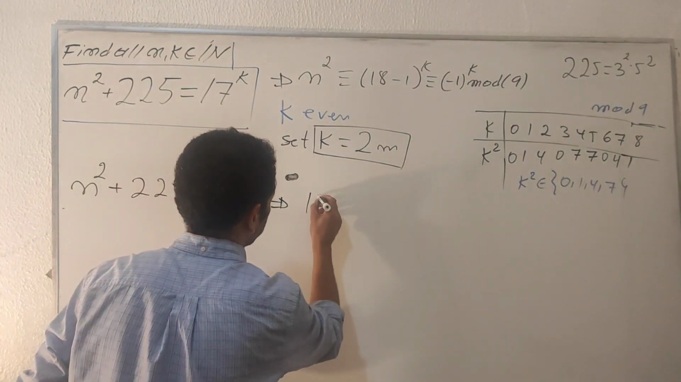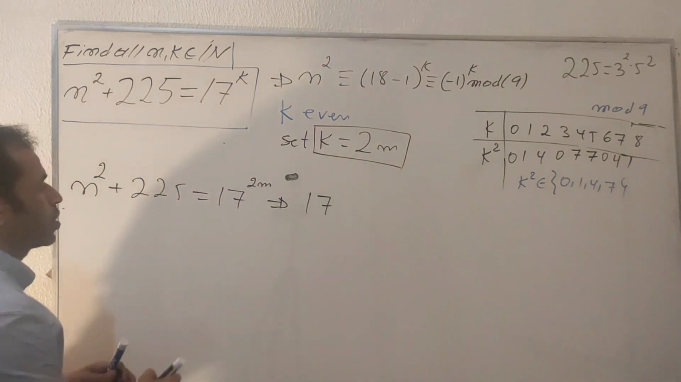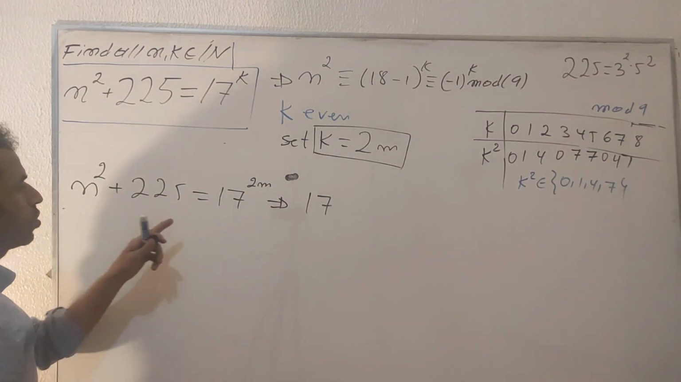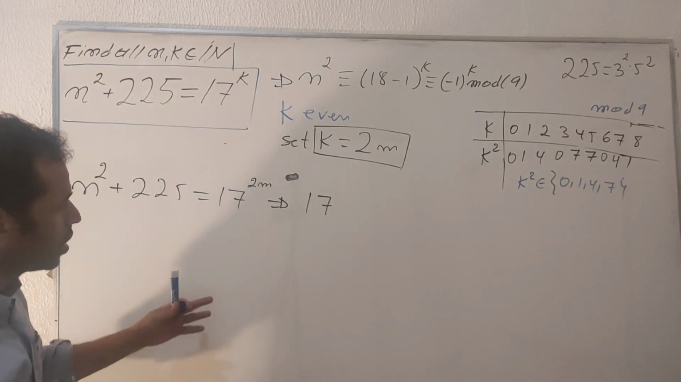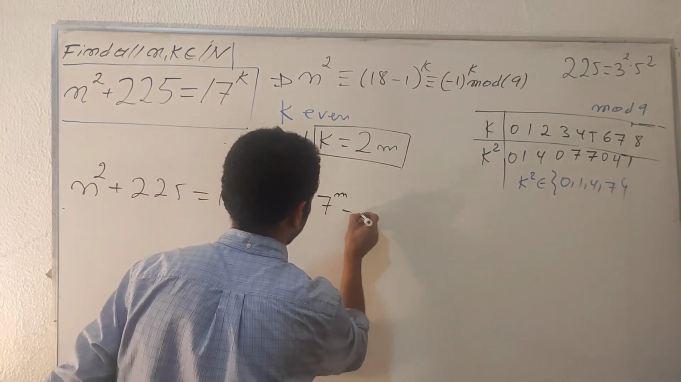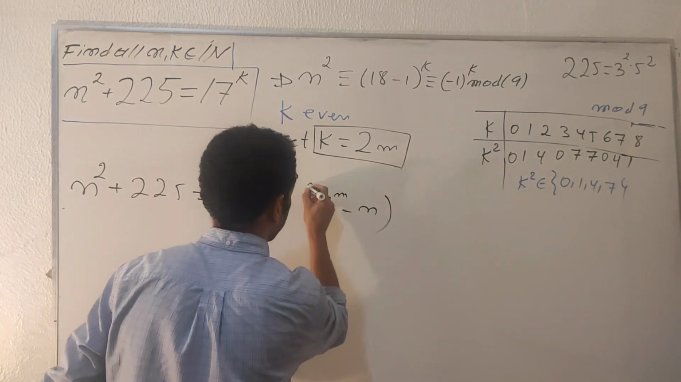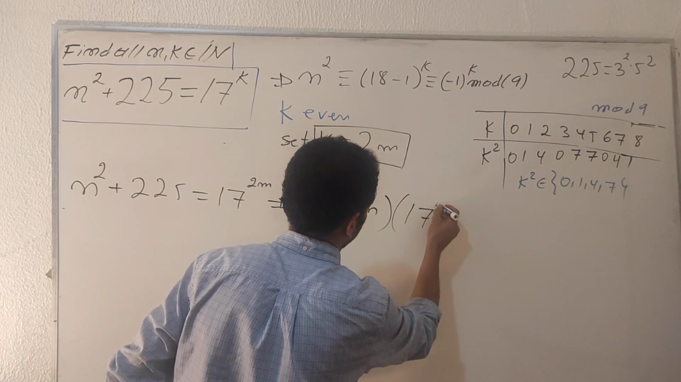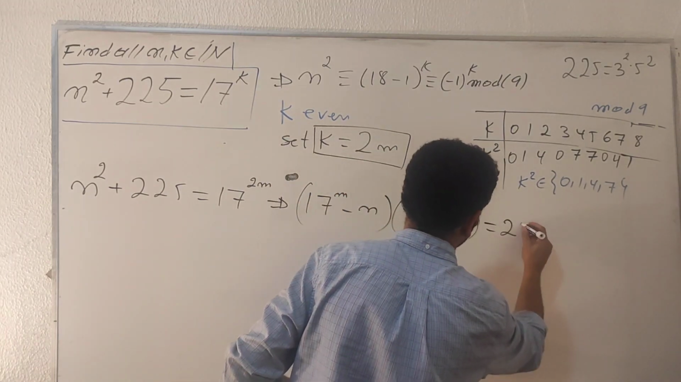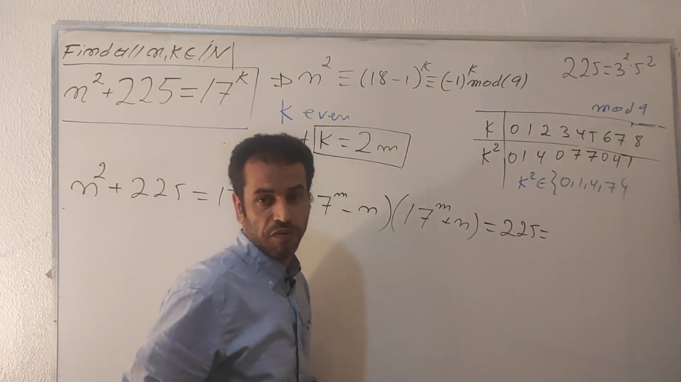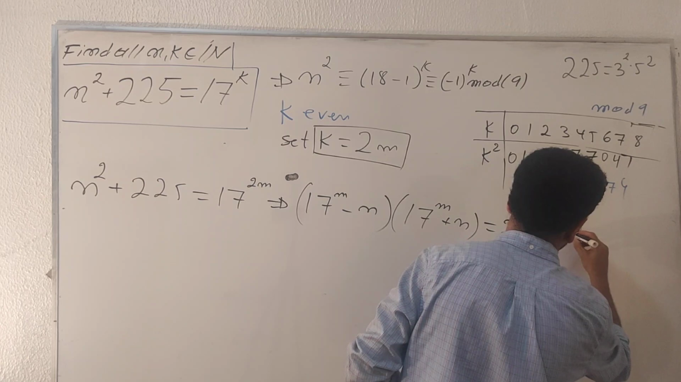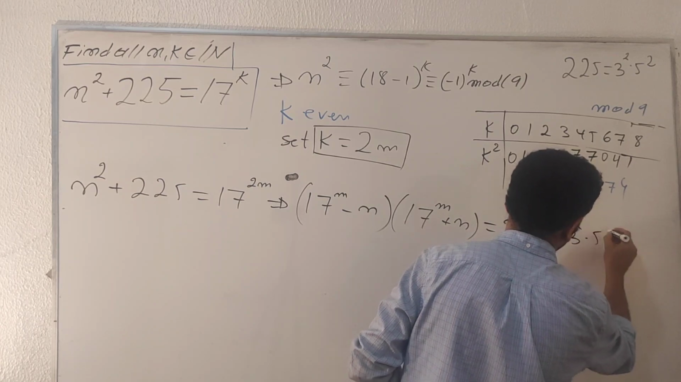I get 17, and then at the same time I'm going to factor out, after moving over this n squared to the right, I get the difference of two squares, and I will factor that in the form of the product. I get 17 to the m minus n times 17 to the m plus n equals 225. 225 is the same as 1 multiplied by 3 squared multiplied by 5 squared.